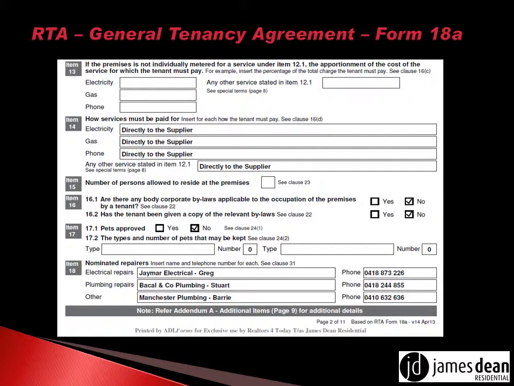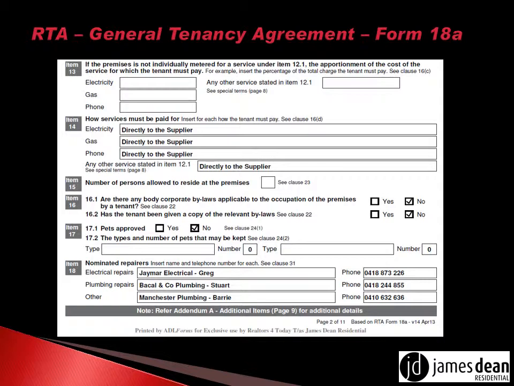Item 15 states the number of permitted occupants allowed to reside at the premises under this agreement. Please note tenants must seek written approval from the agent prior to making any changes to the approved number of occupants allowed to reside at the property. Items 16.1 and 16.2 state if there are any body corporate bylaws applicable to your tenancy. If you are renting a strata title townhouse or apartment, both of these boxes should be ticked yes. Items 17.1 and 17.2 state if pets have been approved and the type and number of pets approved. Again, tenants must seek written approval from the owner or agent prior to making any changes to the approved number and types of pets allowed to be kept at the property.